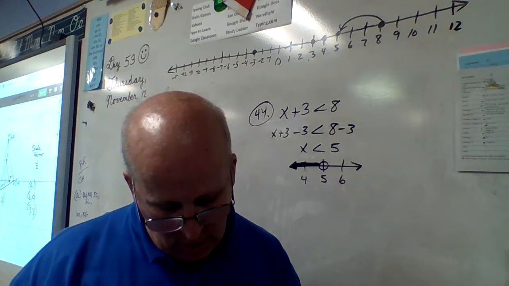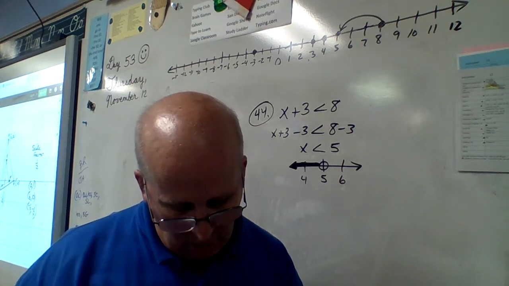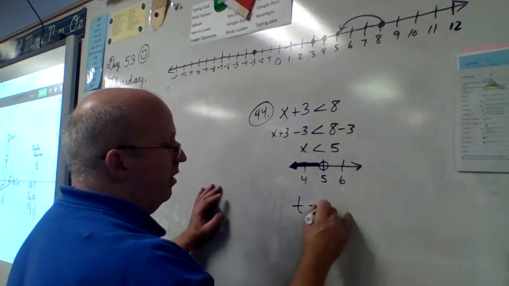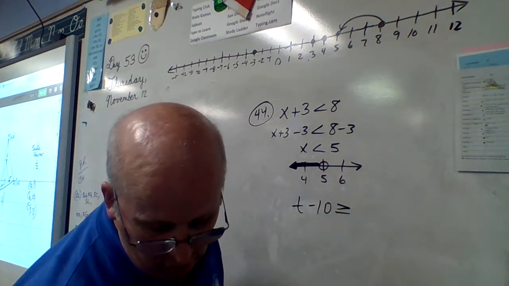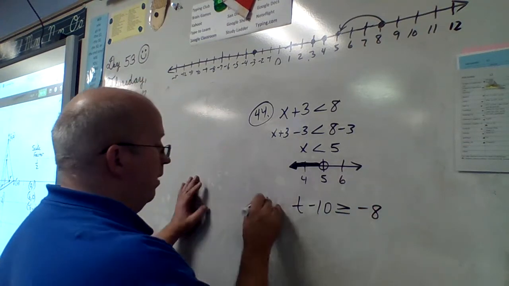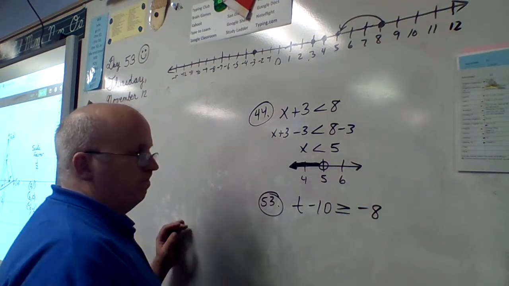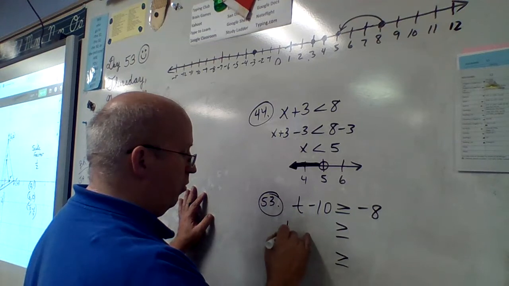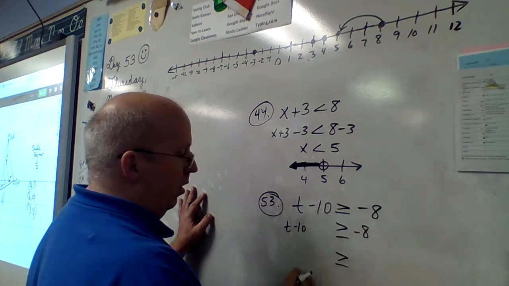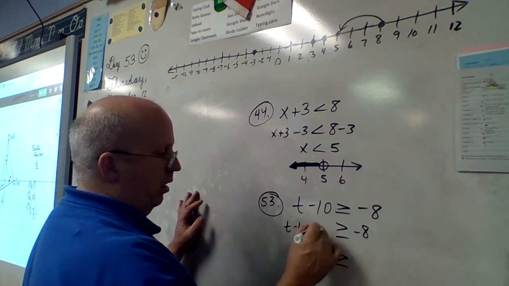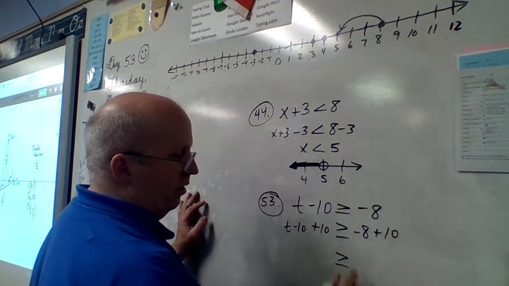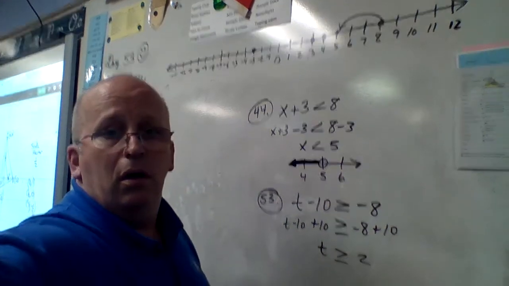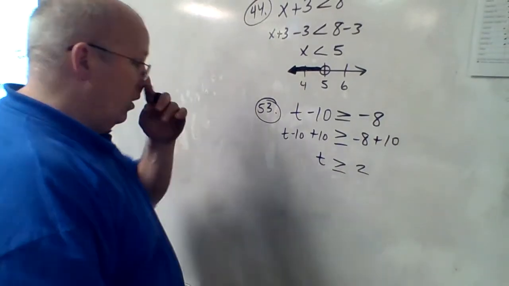Okay. How about, let's do 53. 53. t minus 10 is greater than or equal to negative 8. And this is problem 53. Okay. Let's write the inequality symbol twice. Let's write the problem out, but leave a space. What's the opposite of subtracting 10? How about adding 10 to both sides? Over here, we get a positive 2, and over here, we get a t value. Oh, almost lost you there off the screen. Now we got to graph it.